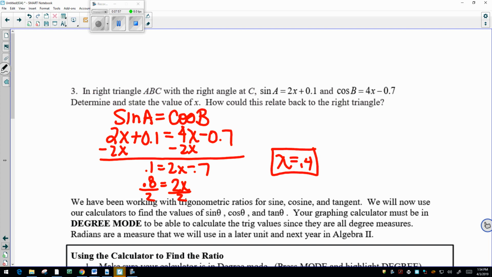And how does this relate back to the right triangle? Well, we know the sine of an angle is equal to the cosine of its complement, so what does that mean? That means A and B are complementary angles. And if I plug that in, at some point in the next unit, we're going to figure out how to solve for that angle.